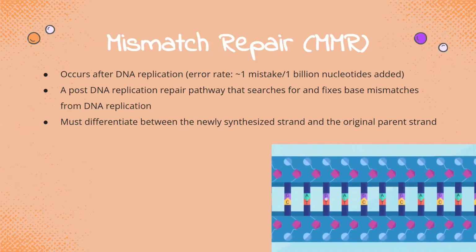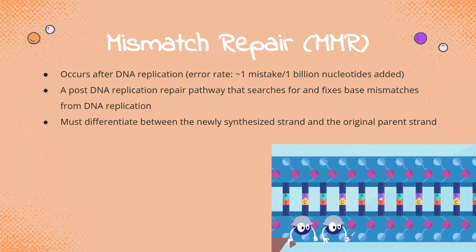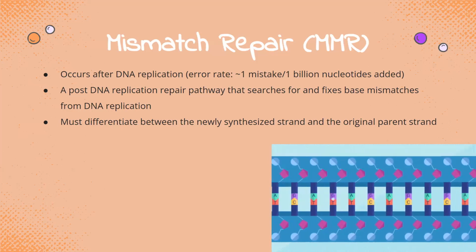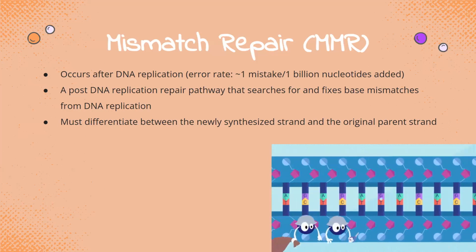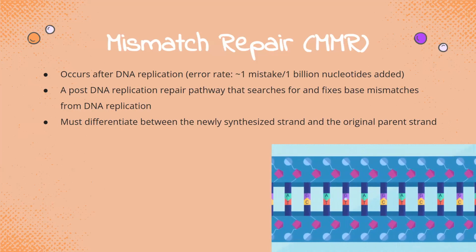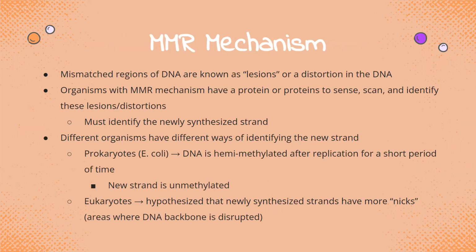Okay, so mismatch repair. It's a process that happens post DNA replication and post polymerase proofreading, and it's just to catch any errors that polymerase does not catch. And so it must be able to tell which is the parent strand and which strand has just been recently replicated. In eukaryotes, you'll see this as nicks in the DNA that don't get patched just yet. And in prokaryotes, you'll see methylated DNA.